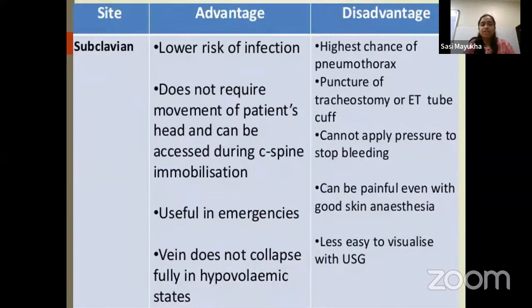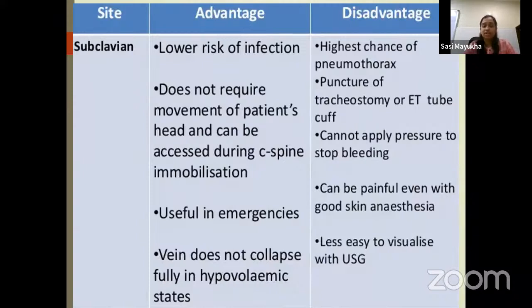So regarding the advantages of the subclavian vein, there is a lower risk of infection, it does not require movement of the patient's head, and it can be accessed during C-spine immobilization. It is useful in emergencies. The most important thing is the subclavians are preferred because of the lower risk of infections.